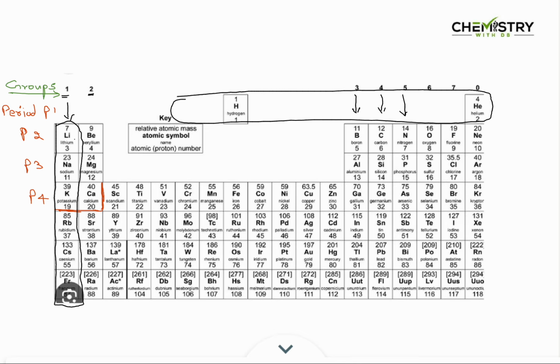Now let's come to the periods. So these, as I told you, these horizontal rows are periods. The period number tells us how many shells there are in that particular atom. So the first period elements, for example hydrogen and helium, have only one shell. The second period elements, lithium, beryllium and all of these, up to here, all have 2 shells. That's why they are in the second period. The third period elements have 3 shells and fourth period elements have 4 shells.